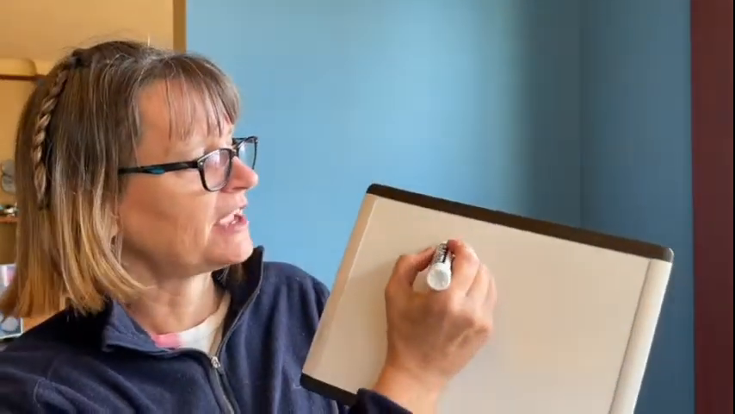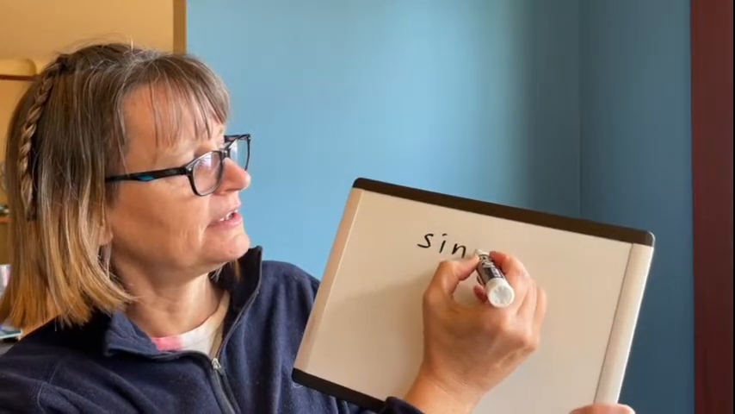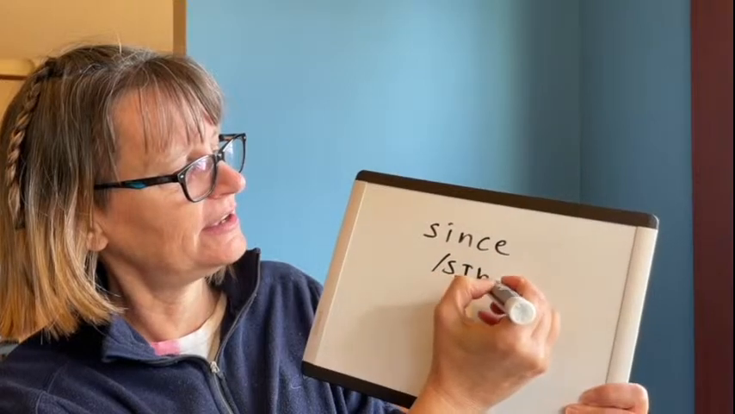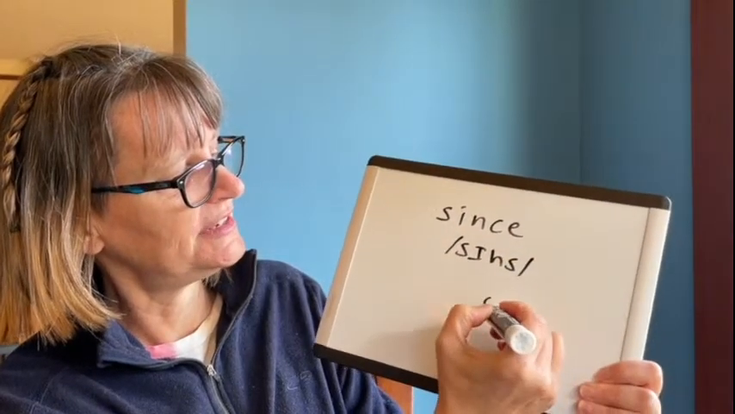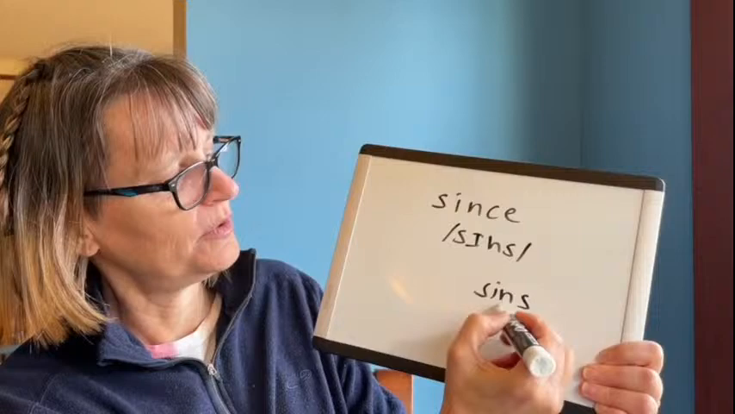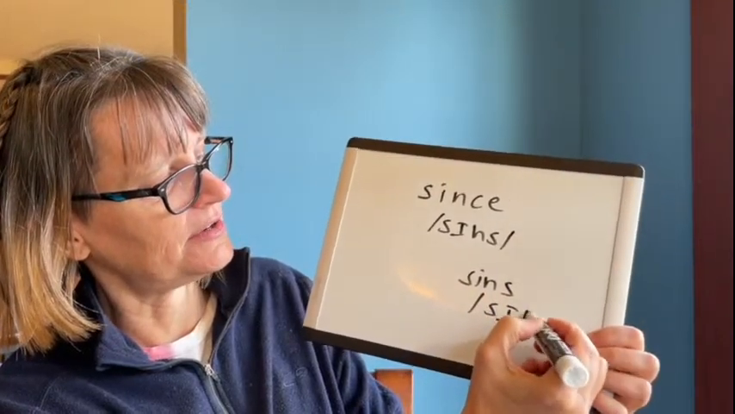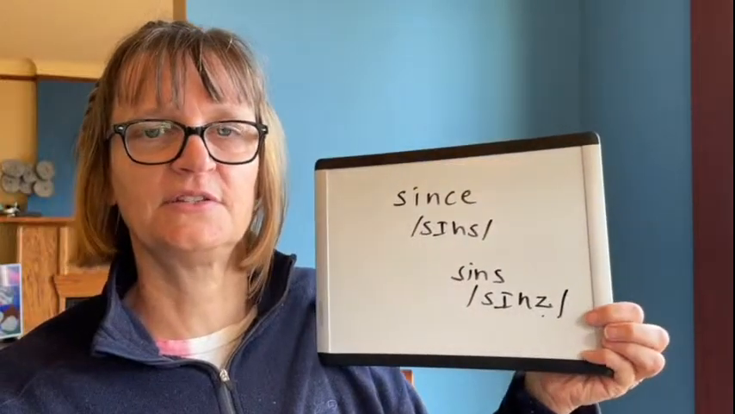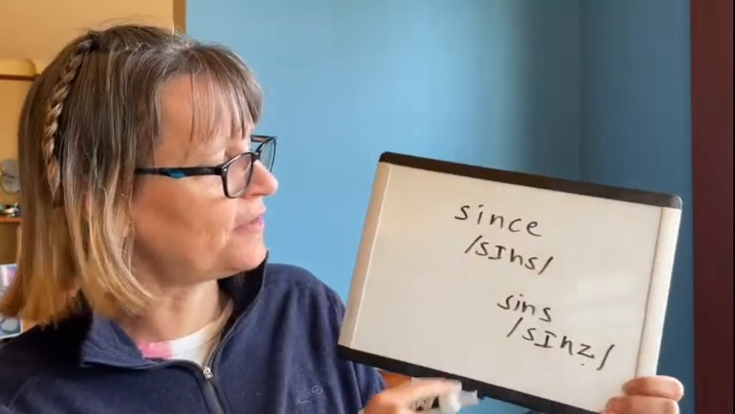We have a question about since versus sins. Okay, so I probably should have mentioned that when I was talking about since, that the IPA for that looks like the word sins, but the word sins has a Z sound. So this letter S says Z in sins, the sins of the father, for example.